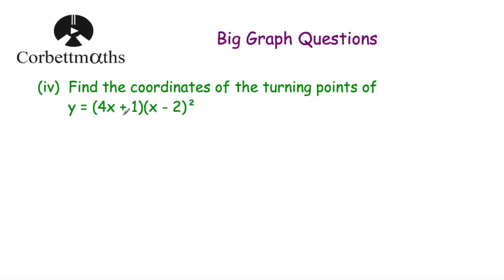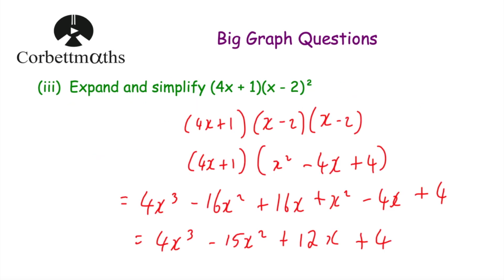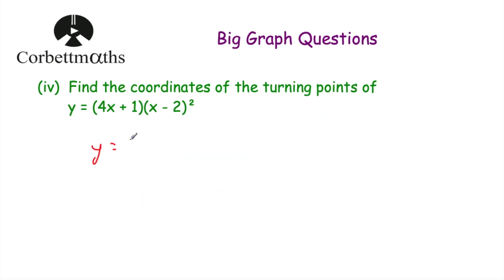So let's differentiate this. Before we differentiate it, we'd want to expand it. And what's quite nice is if we think back to our last part, we've just done that. So 4x cubed minus 15x squared plus 12x plus 4. Okay, so this is equivalent to this if we just expanded our brackets. Now to find the coordinates of the turning points, because this is a cubic, it may have two turning points, and we want to find the coordinates of the turning points.